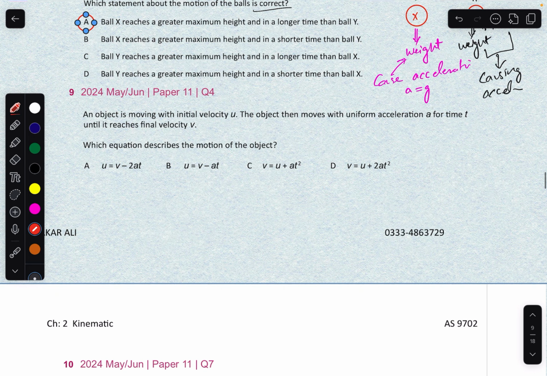In question 9, an object is moving with an initial velocity of u. The object then moves with a uniform acceleration a for a time t until it reaches the final velocity v. Which equation describes the motion of the object? If you see the options, only B is the right equation. A, C, D are not even equations of motion, they are incorrect. So it's a very easy question to pick.